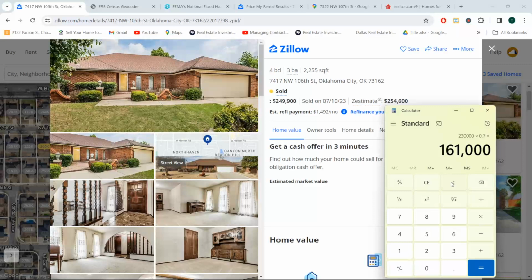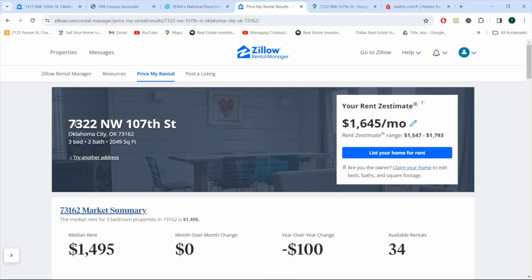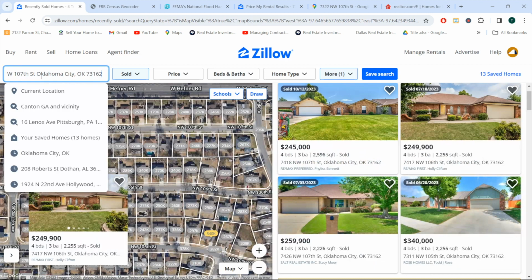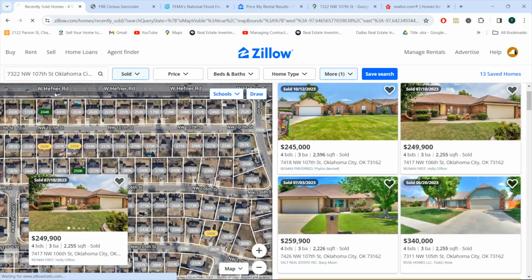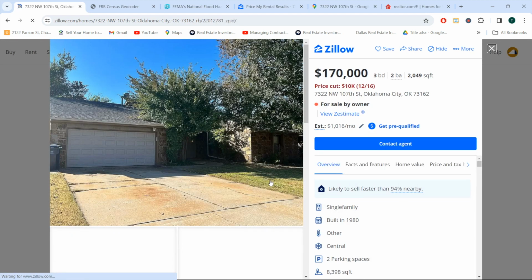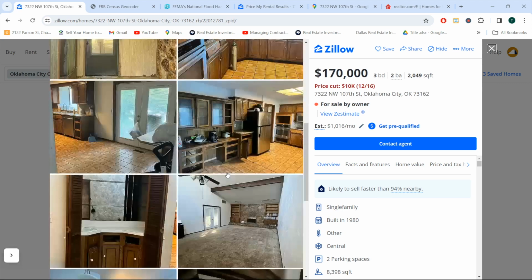Now let's get back to our property and take a look at it and verify what it looks like, because we've been looking at other properties, right? Let's see what kind of pictures we got, if we have any. I don't think we have any. So now we're at 170. Oh yeah, we have some pictures here.